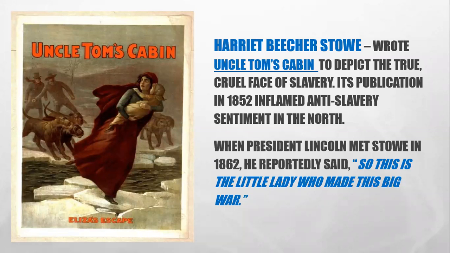Now, getting into some of the abolitionist stuff. Here's one example. I talked about it last time a little bit. The author Harriet Beecher Stowe wrote Uncle Tom's Cabin. She wrote it depicting the cruel nature of slavery. And it's going to really set a fire in the anti-slavery movement and really get them pumped up and moving.